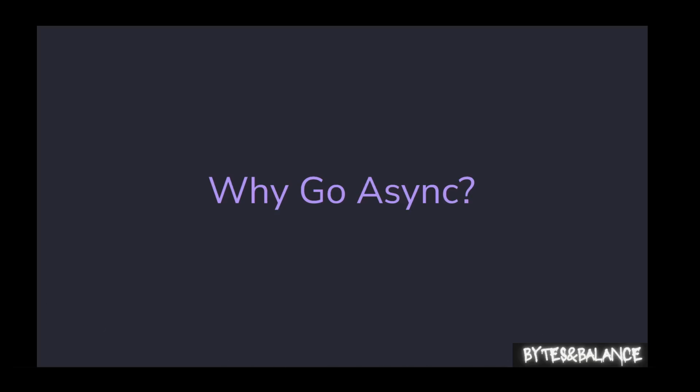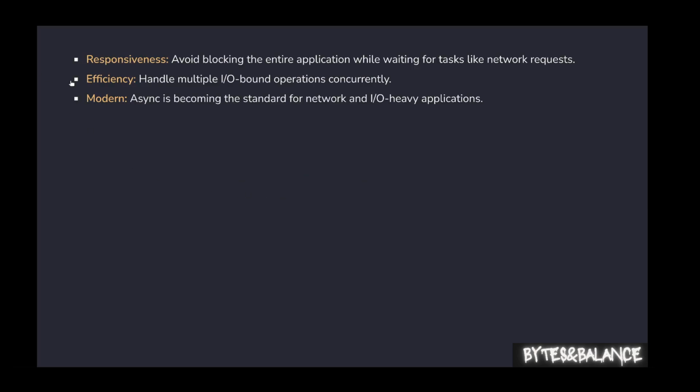Now let's consider some of the reasons that we might want to go async in our program. Responsiveness. In our current blocking implementation, the entire application pauses while waiting for earthquake data to be fetched. So this can make the program feel unresponsive, especially if the network connection is slow. When you switch to async, we can prevent this blocking and allow the rest of the application to continue while we wait for the data. And as a result of that, we have efficiency.